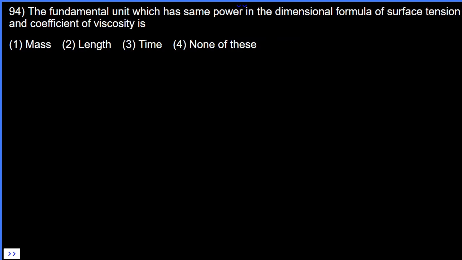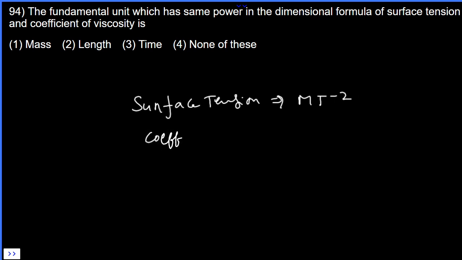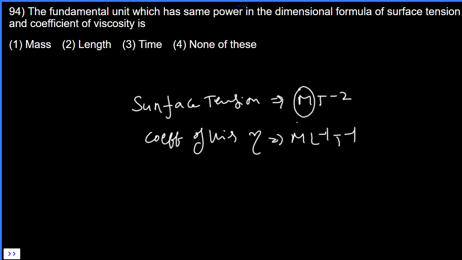The fundamental unit which has the same power in the dimensional formula of surface tension and coefficient of viscosity. Generally, the surface tension dimensional formula is M T power minus 2. For the coefficient of viscosity, eta, the dimensional formula is M L inverse T inverse, having the same power of mass. So option number 1 is the correct one.